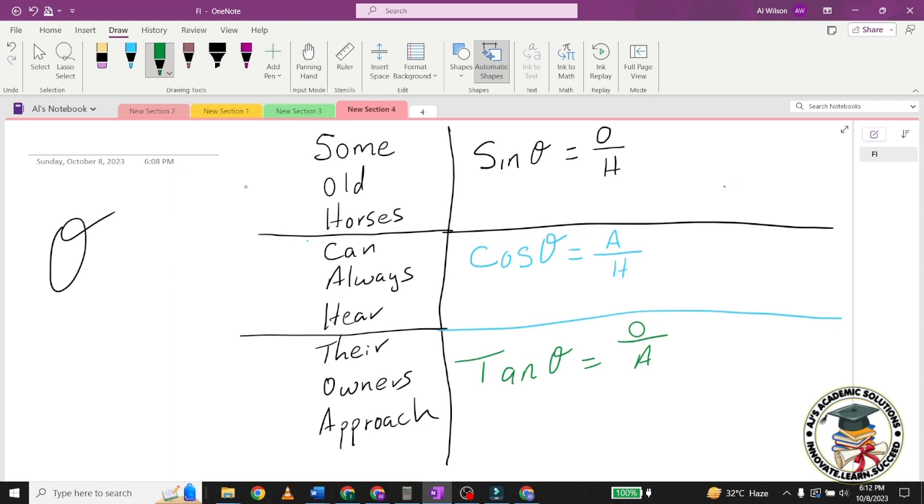They are what we use to solve for trigonometric ratios. So look at this video and try to document this somewhere. We call it SOHCAHTOA: Some old horses can always hear their owner's approach. It's one way you can keep practicing. Just keep saying it so you can remember these three trigonometric ratios. They are very important, and they come in many different questions.